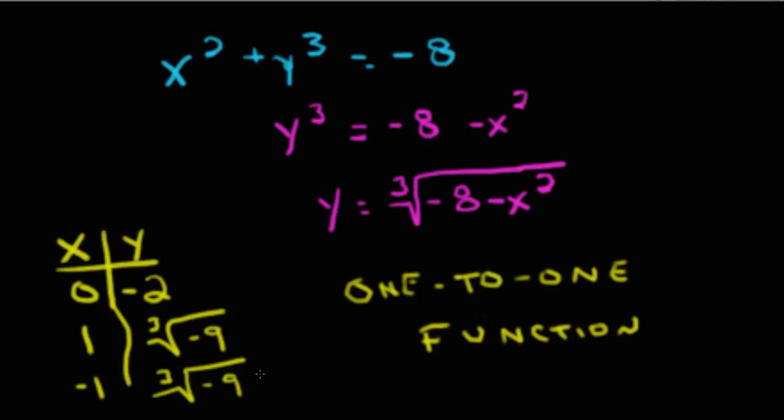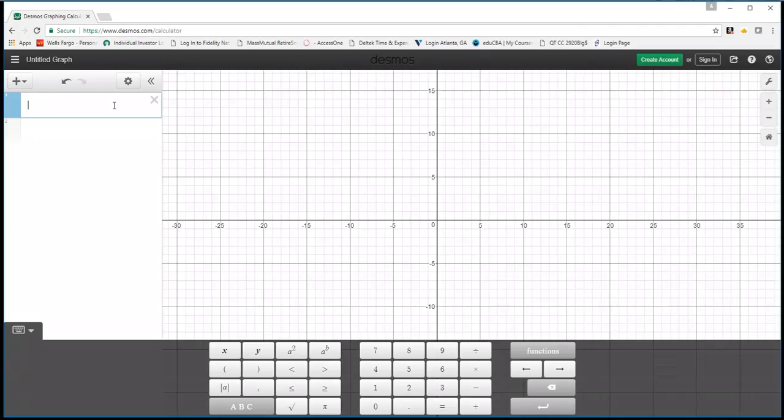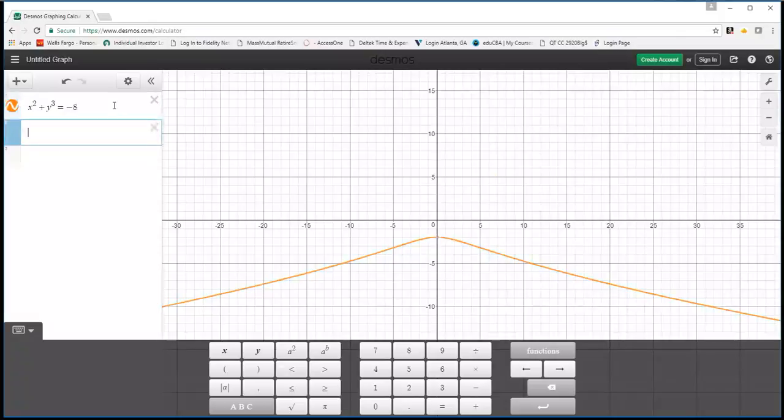If we were to look at this graph, we'll go to our graphing program here, and we'll just type this in: x squared plus y cubed equals negative 8. And you can see there's the graph of that function. We now know it's a function. And we can see that for each value of x, there's only one possible value of y.